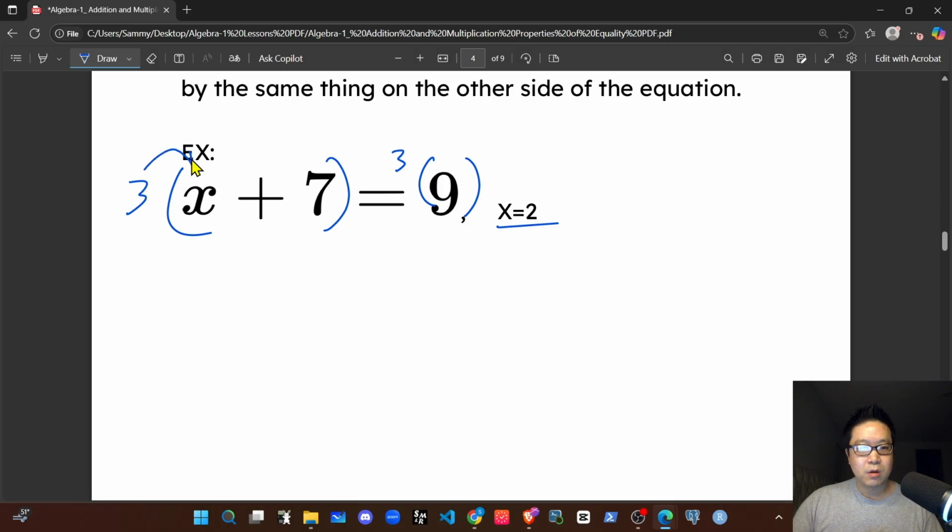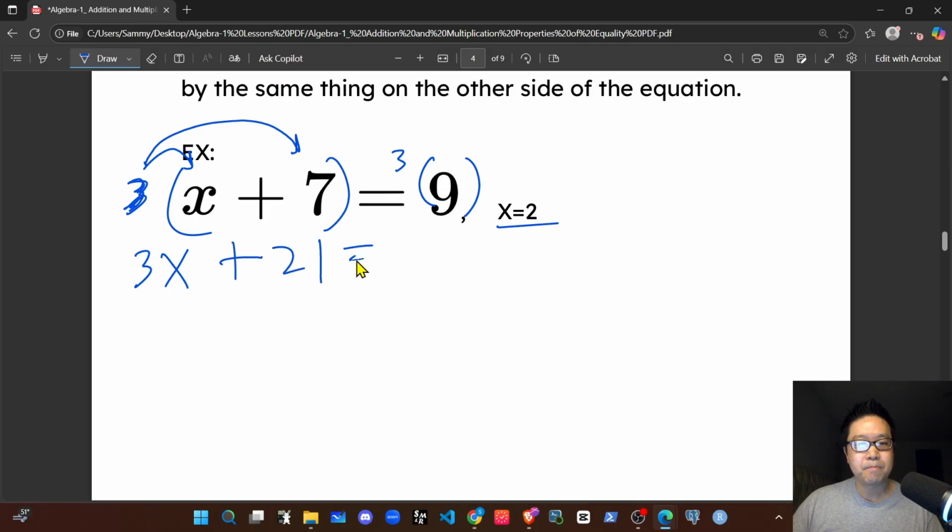So here we can use the distributive property to simply multiply the x and the 7 by 3, okay? Just know that x is a variable and 7 is an integer, a number, so you can't actually add those two, okay? But we can use the distributive property to multiply x plus 7 by 3. So when we do that, we get 3x plus 21 equals 3 times 9, which is 27. Okay, so this is what we get.